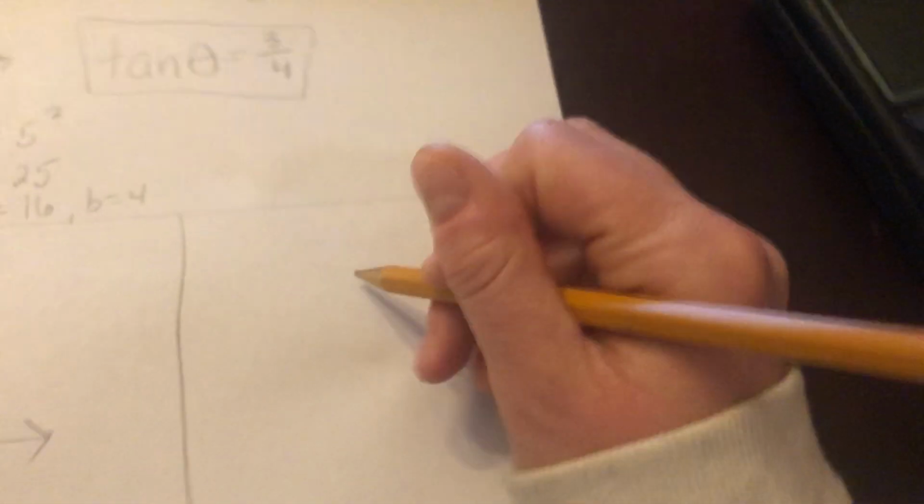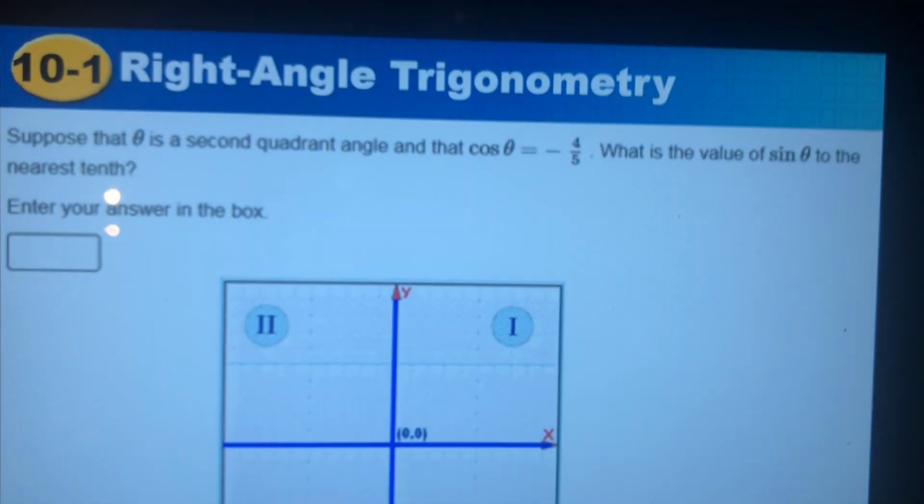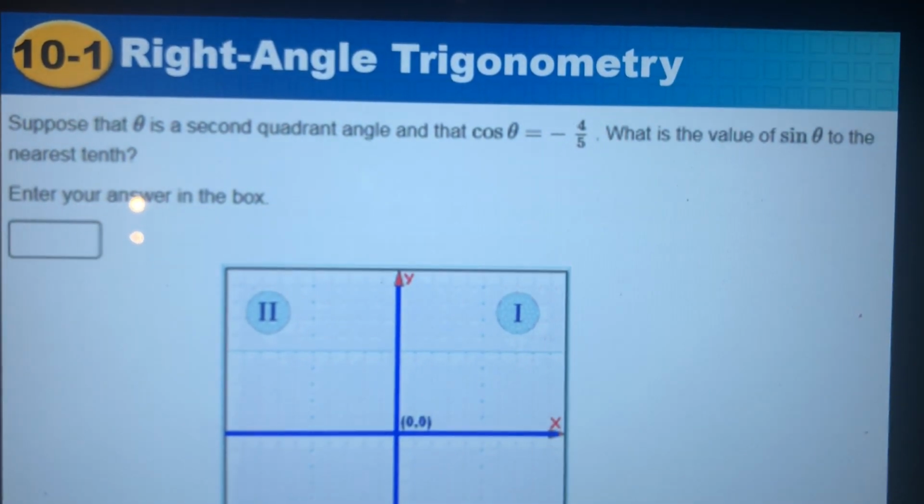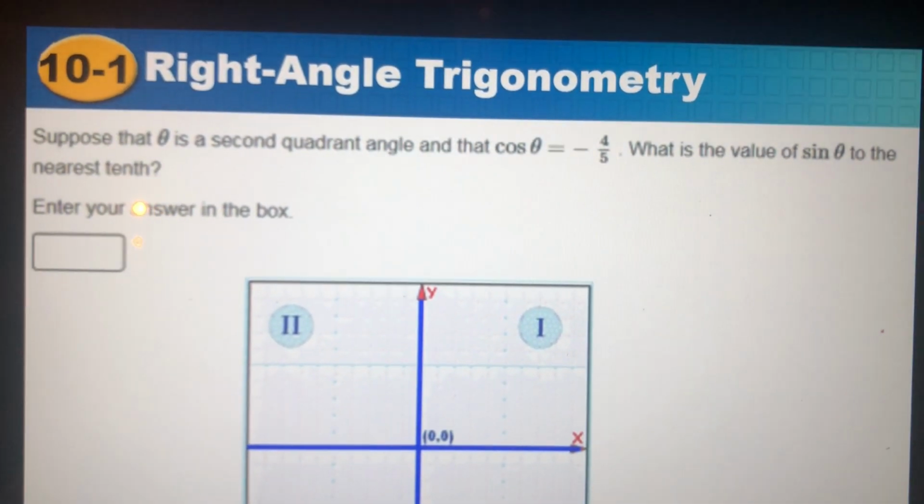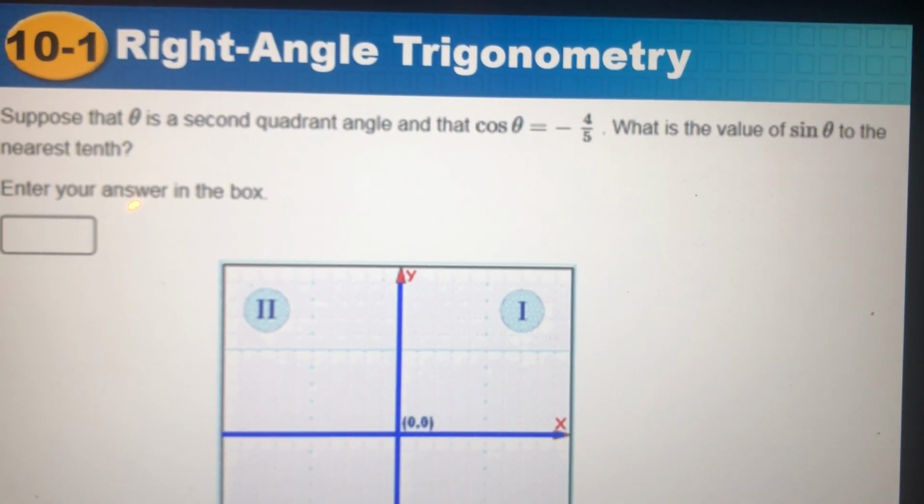I guess I could do one more with you just to make sure. Let me just draw another little one. So here's one more problem. Then I'm going to give you some of these to practice. Suppose that theta is a second quadrant angle and the cosine is -4/5. What is the value of sine theta to the nearest tenth?